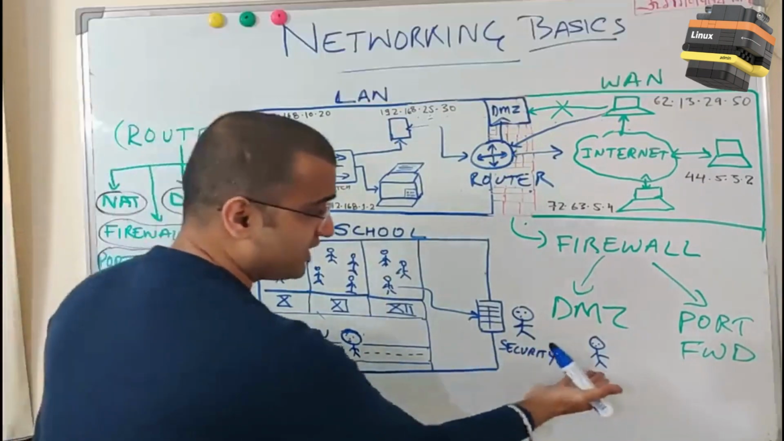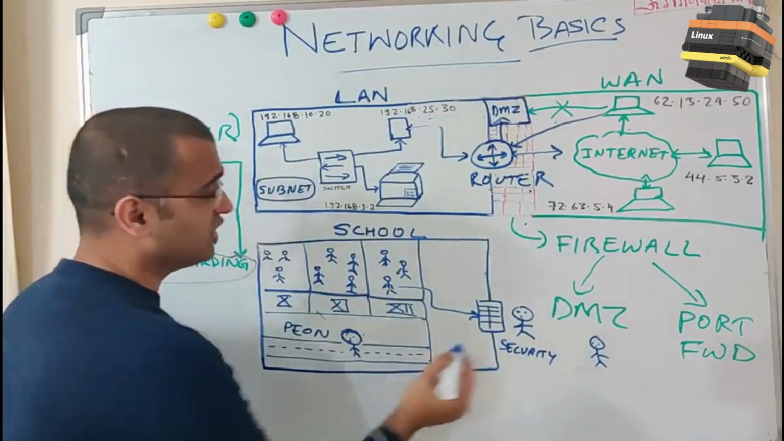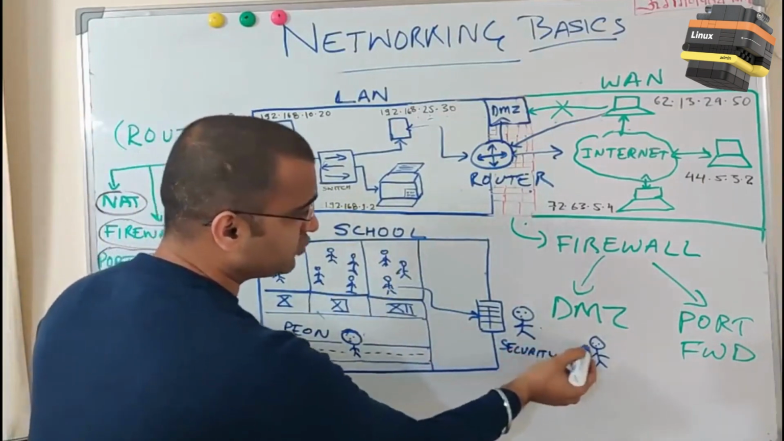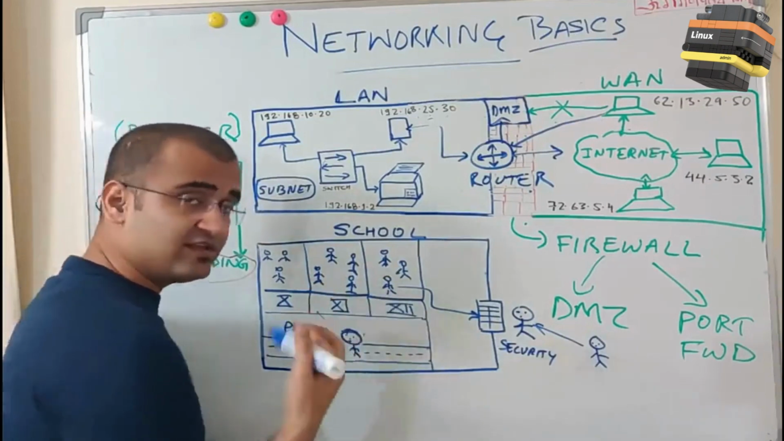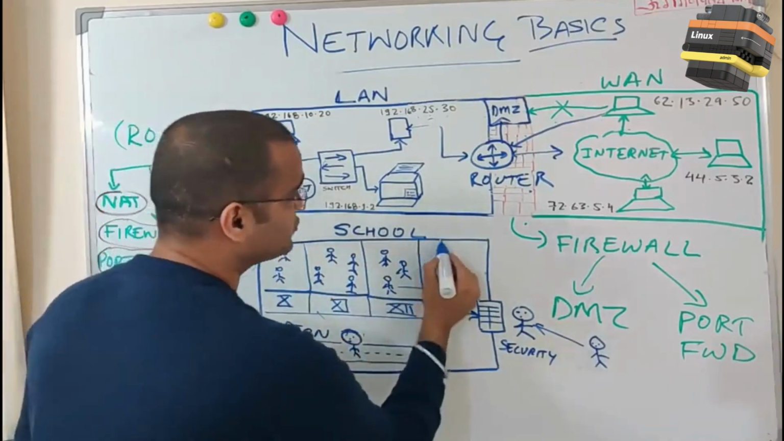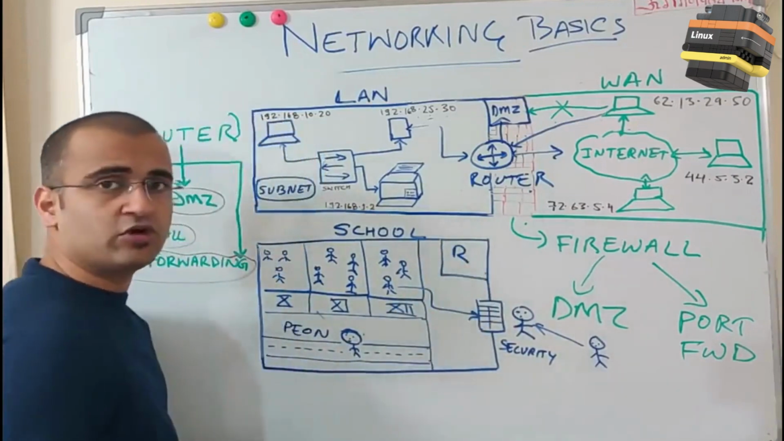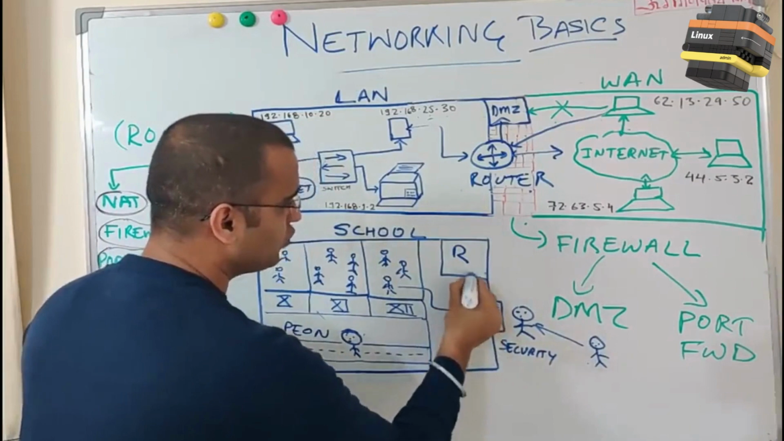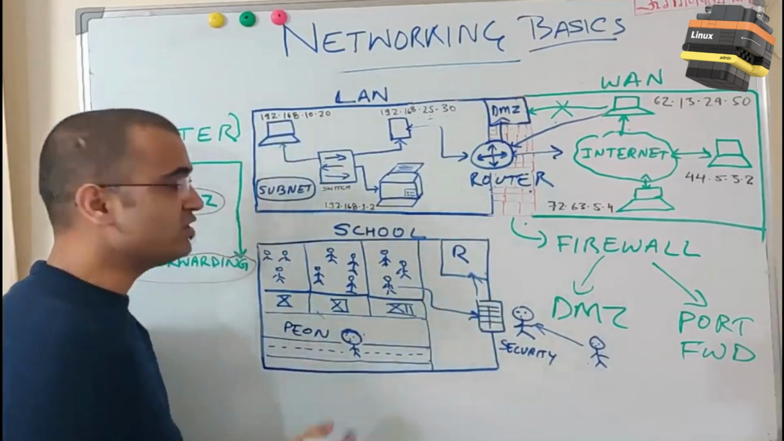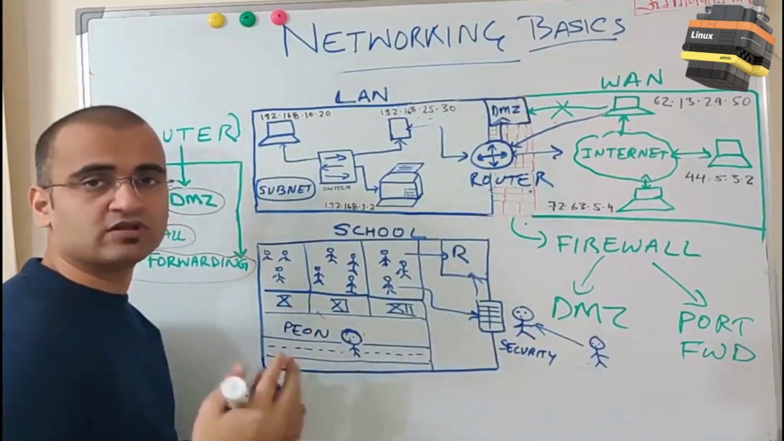Suppose a parent or a guest wants to meet a certain student in the school. He will come to this particular security guard and request that meeting. And if there is a DMZ set up here, it would actually be a kind of reception here. So what can the security guard do? The security guard can simply ask this particular guest to go and wait in this particular reception so that the student can come here and meet the guest or the parent.